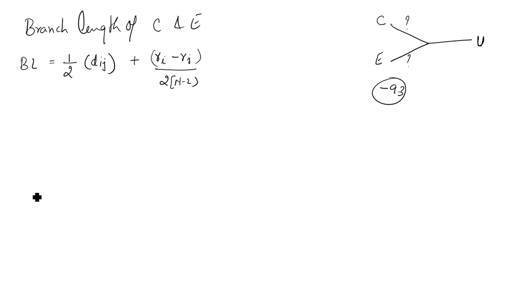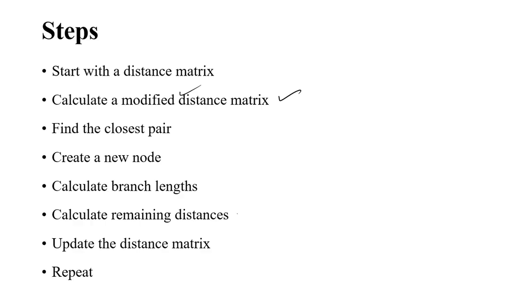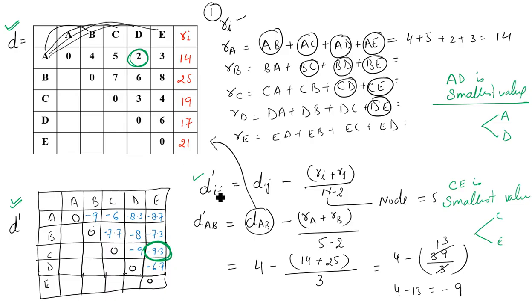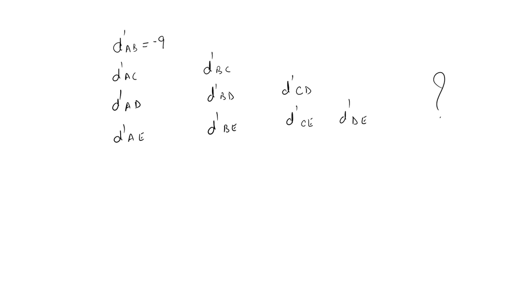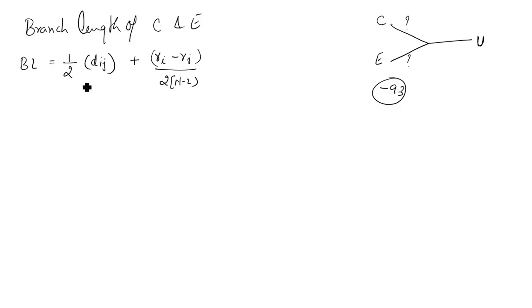So this is the formula. Don't get confused with the formula. If you see the previous formula, d dash ij equals dij minus ri plus rj, here we are not dividing by anything, and here we are dividing by n minus 2. So be very careful. It is 1 by 2 of dij plus ri minus rj, divided by n minus 2.